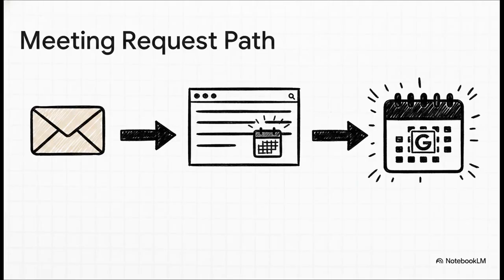Let's break down that first path. An email comes in that looks like a meeting request. Our system automatically slaps a meeting label on it in Gmail, which is great for staying organized. But here's the kicker. It then goes ahead and automatically creates a new event in our Google Calendar. That's right, no more manually copying and pasting details.